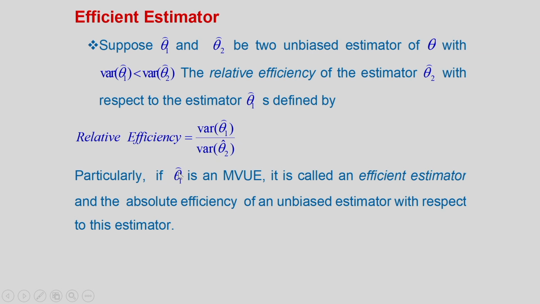Particularly, if theta 1 hat is an MVUE, then theta 1 hat will be called an efficient estimator. This is relative efficiency, but the absolute efficiency of an unbiased estimator will be determined with respect to the MVUE. So, here this will be the estimator with minimum variance. Then we will call this efficiency the absolute efficiency.